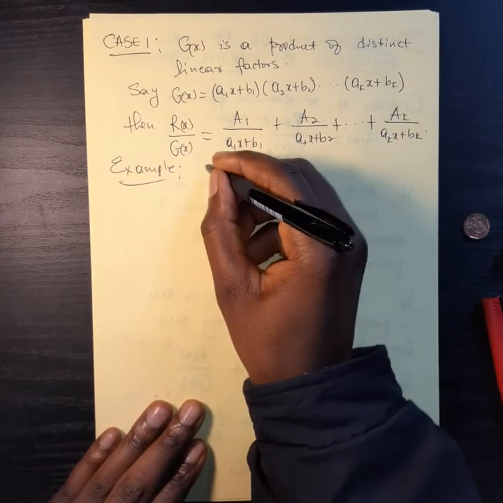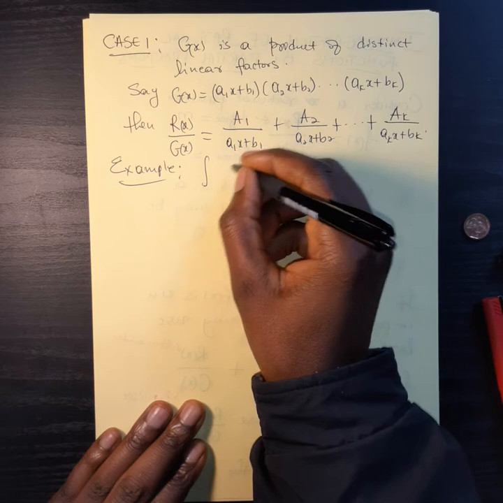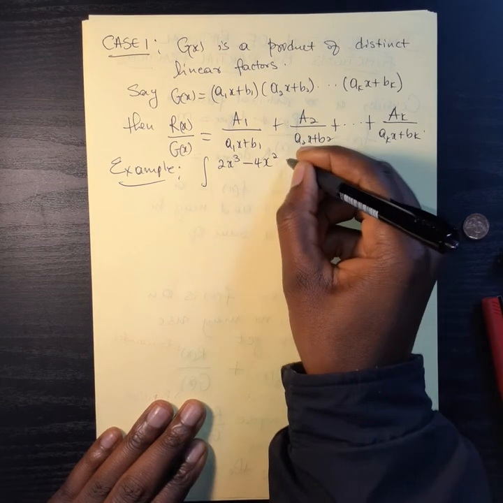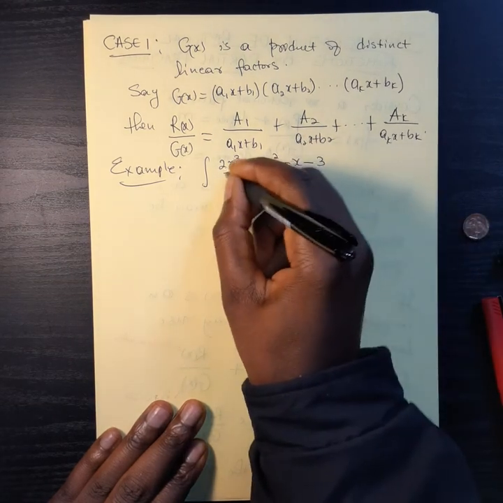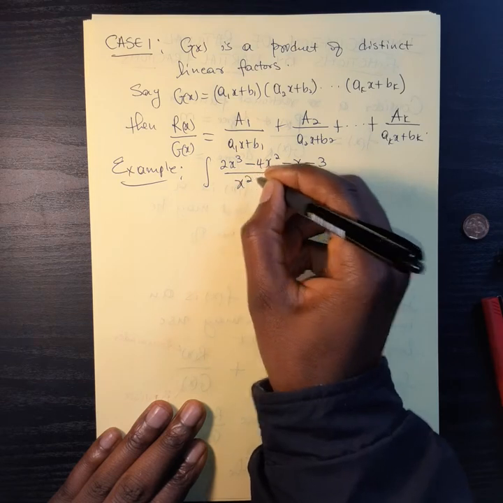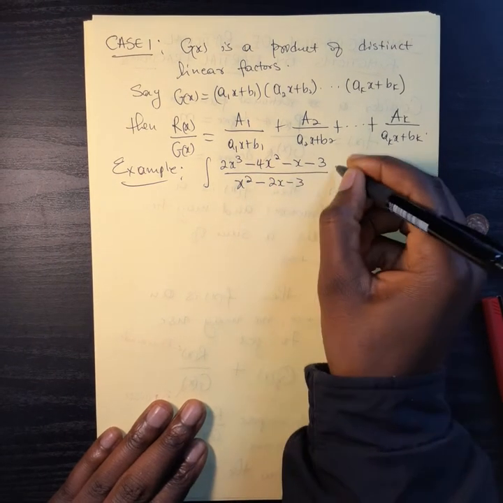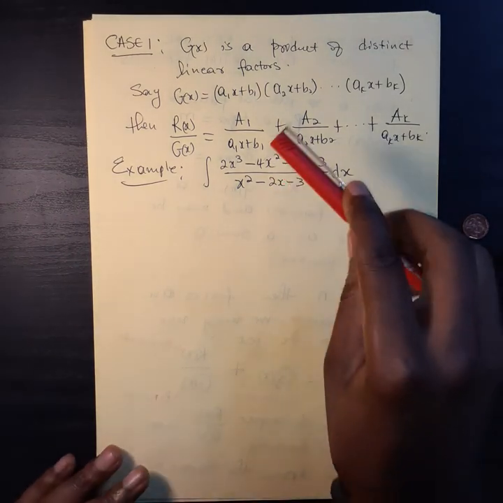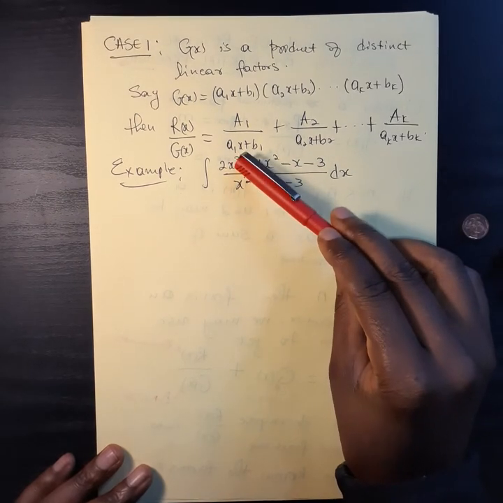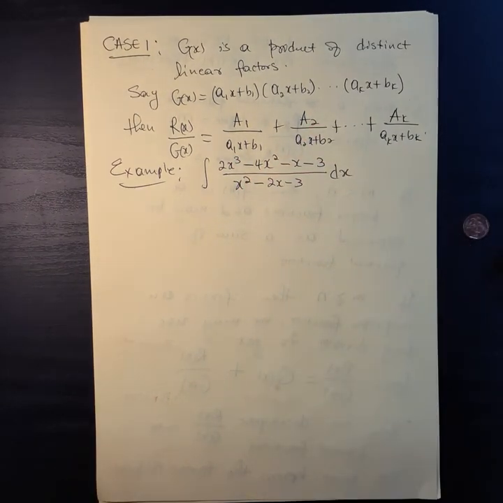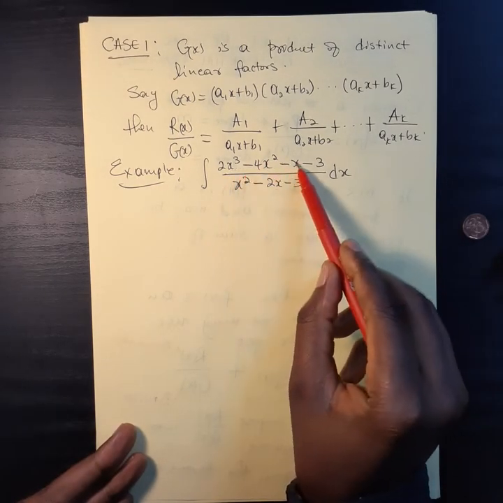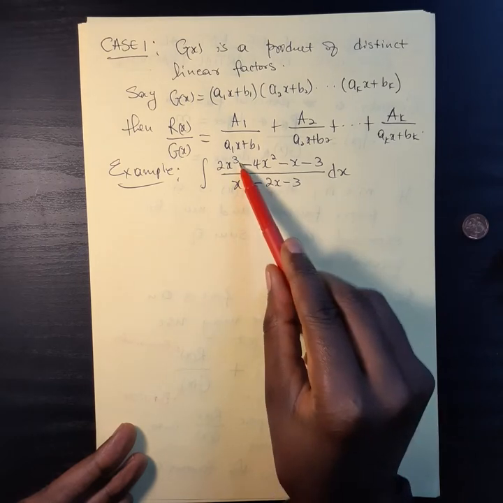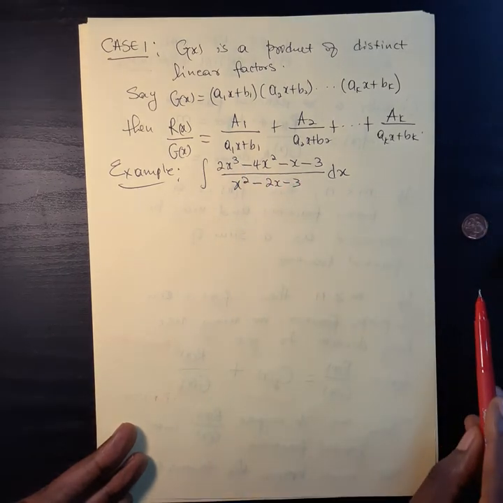In this example, we are to evaluate the integral of 2x cubed minus 4x squared minus x minus 3 divided by x squared minus 2x minus 3 dx. The first thing that we check is whether we have a proper or an improper fraction. You can see the degree of the numerator here is 3. The degree of the denominator is 2. So 3 is greater than 2. Therefore, this is an improper fraction.